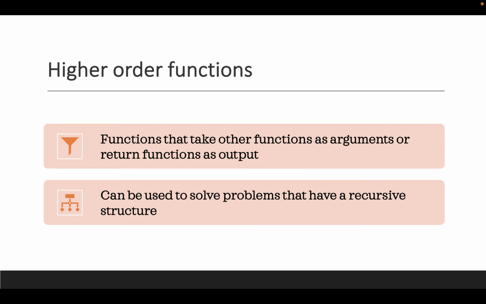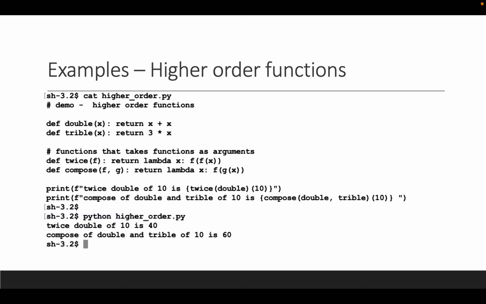Now let's look at higher order functions in detail. These functions take other functions as arguments or return functions as output. Now let's look at an example. Here two functions are defined: one is double and the other is triple.